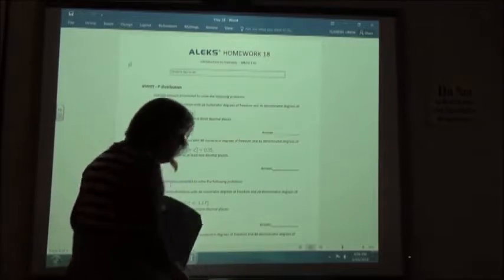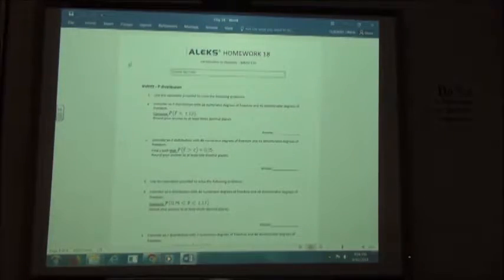My vote says calculator unavailable for this question. We'll go to a different question. Let's see if we can get to a different one where we have a calculator that is active. Yeah, maybe it probably should be through that one. There we go.